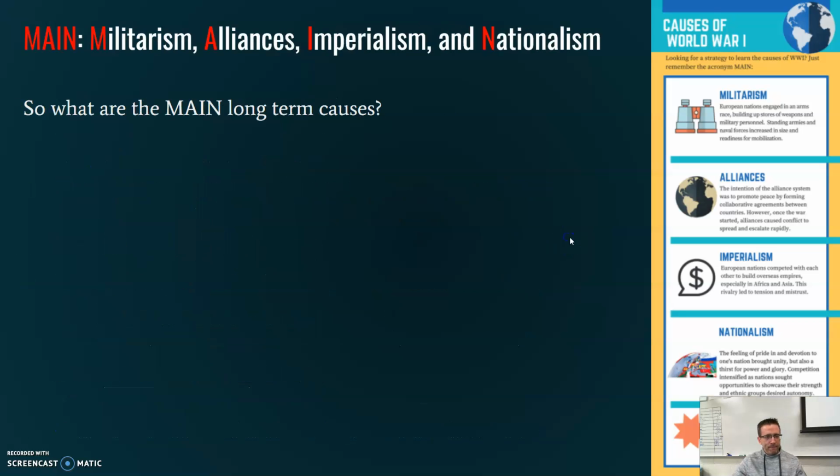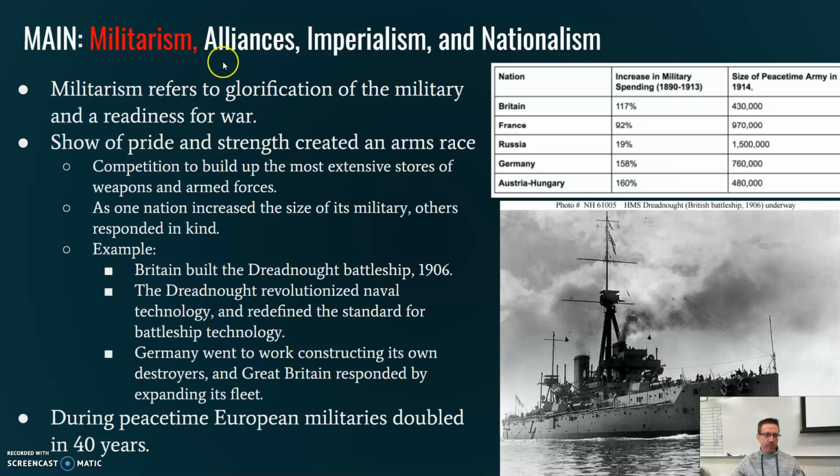Okay, so there are four main reasons that we'll hit on. All right, so militarism, alliances, imperialism, and nationalism. And a lot of you detected that yesterday in class. That was great. So these are the main causes, long-term causes, things that have been building up for quite a while. So let's do these one at a time.